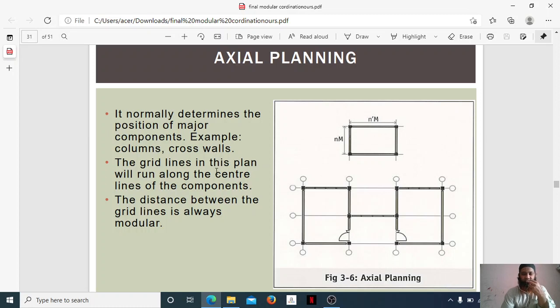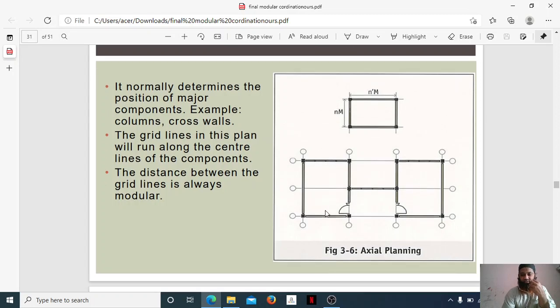The grid lines in this plan will run along the center lines of the components. The distance between the grid lines is always modular. As I had told you, basically we are going only for modular sections. We don't go for non-modular sections at this place. So this is modular only, but if you want to come up with some other partition here, then we have to come up with some other setup.